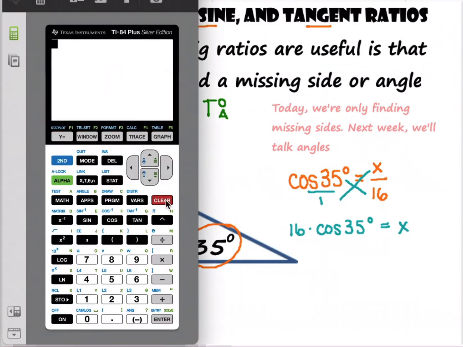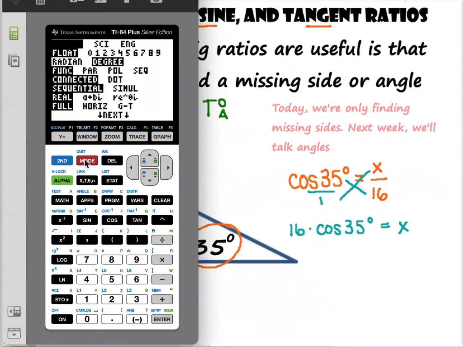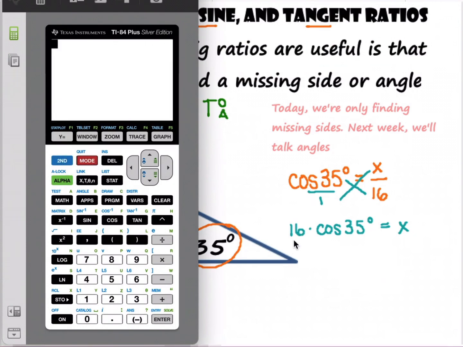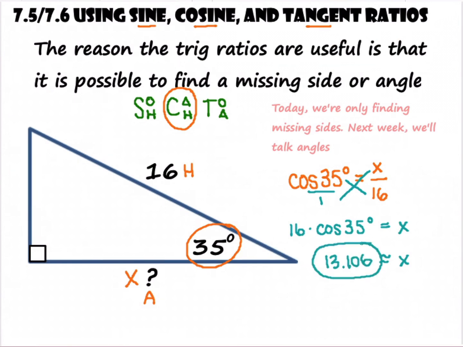So we're back to our calculator. If you set it up last time to be in degree mode, it should still be in degree mode, but it's worth a check. Sometimes on your calculator you might even see a little D in a little box or something to show you that you're in degree mode. For mine, I have to push the mode button and make sure that degree is highlighted. What I want to type in is this 16 times cosine 35. And I get about 13.106. And that actually tells me the length of this side of the triangle.